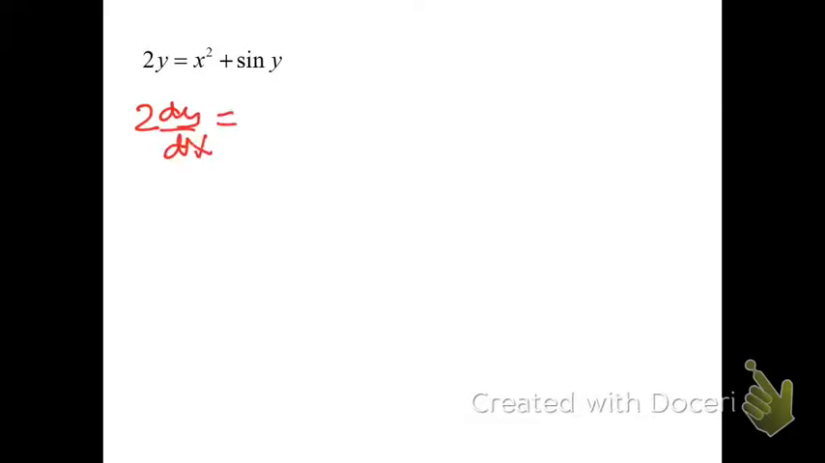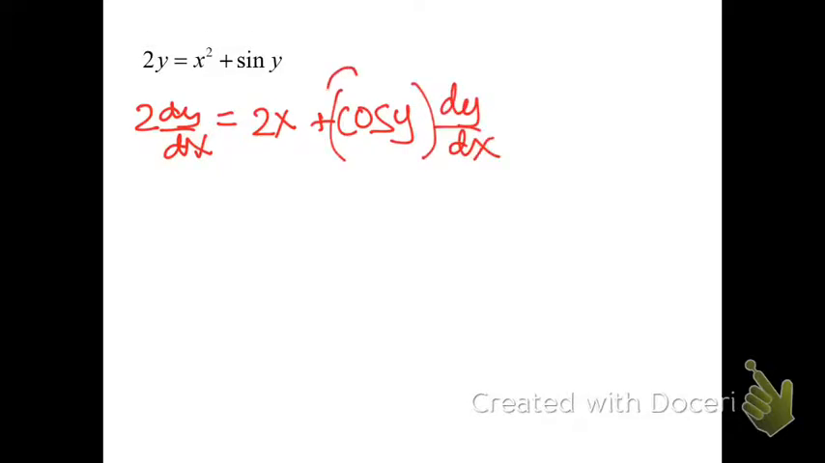Bring down my equals. Derivative of x squared is 2x. Derivative of sine y is cosine y, dy dx. Don't forget that dy dx. Now that dy dx is like a 5 or a 2. It could go out in front of the cosine, but it's not really attached to this y. All right, now, how do you isolate the dy dx when you've got two of them?